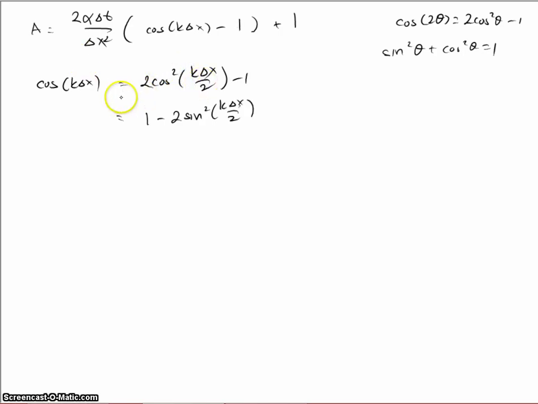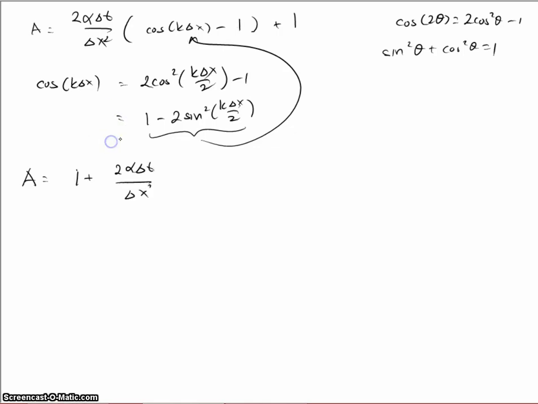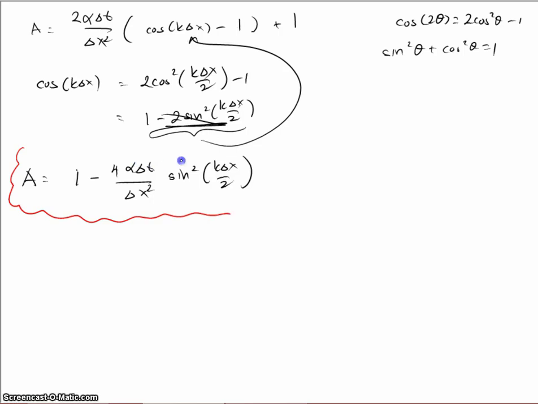So if I replace this entire expression back into my cosine k delta x, the expression for A becomes, after some mathematical rearrangement, 1 plus 2 alpha delta t over delta x squared of sine squared k delta x over 2. Sorry, this should be a minus and this should be a 4. So I get this after substituting cosine k delta x with this expression and doing some mathematical rearrangement. So this right here is the expression for A. Now, why do we need to find the expression of A?